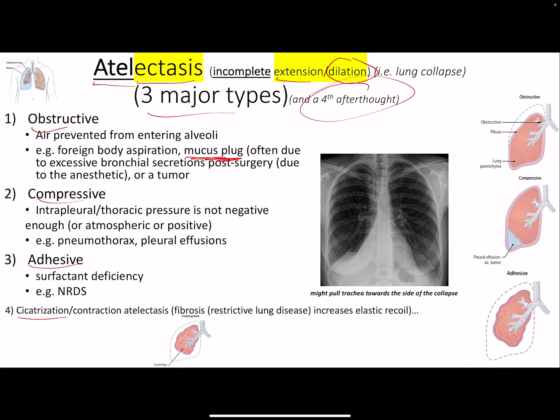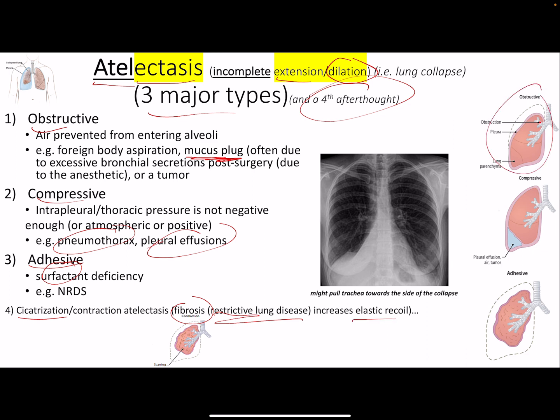Anyways, so often this is post-surgery as well. So the anesthetics of surgery cause extrabronchial secretions, which can act as a plug or tumor. There's lots of things that can plug this up, but basically air is not getting in. Compressive is basically what we just talked about: pneumothorax or pleural effusion. So air or fluid is compressing on the lungs. Adhesive is you don't have surfactant, and this is just you have too much fibrosis. So like a restrictive lung disease, interstitial lung disease, and there's too much recoil.